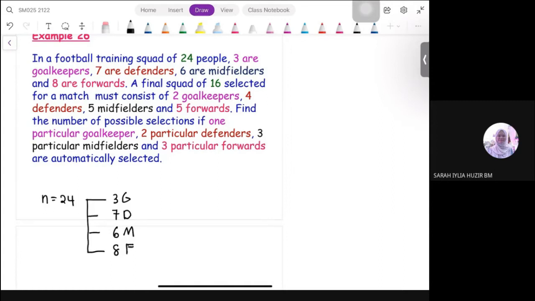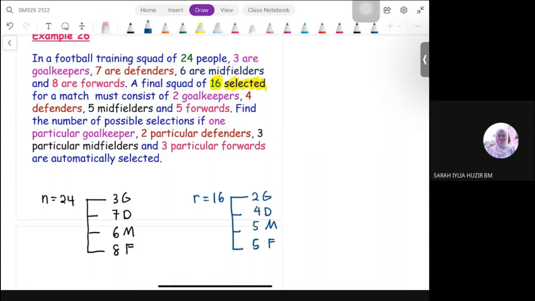Okay, out of this group, we want to choose, select kat sini. So we know this is combination, 16 of them. 16 orang je kita nak pilih out of this 24. Okay, R would be 16. But then since we still have different subgroups now, okay, we would only have to choose 2 goalkeepers and then 4 defenders, 5 midfielders and then 5 forwards. Okay, so this is our condition. Tak habis lagi tu. Ada cerita lagi.